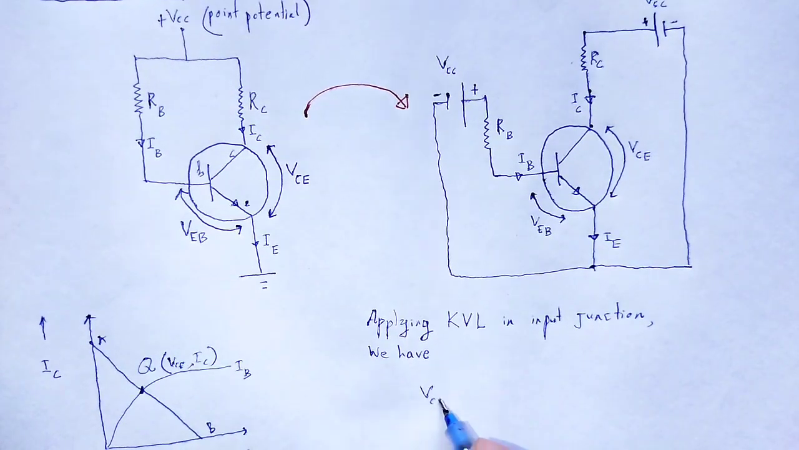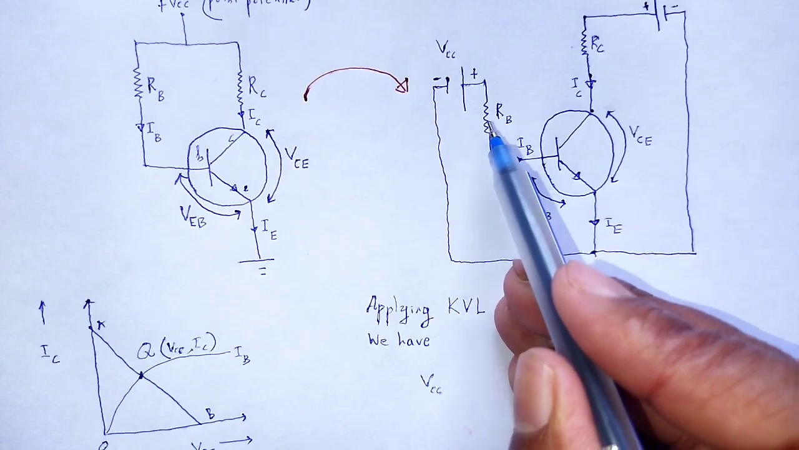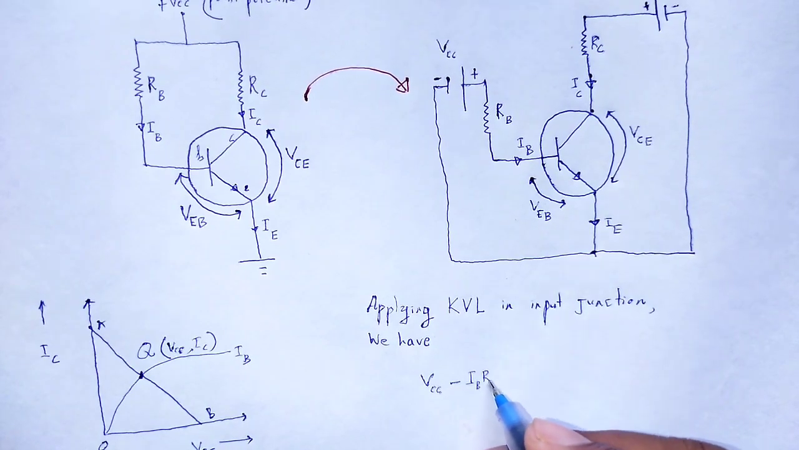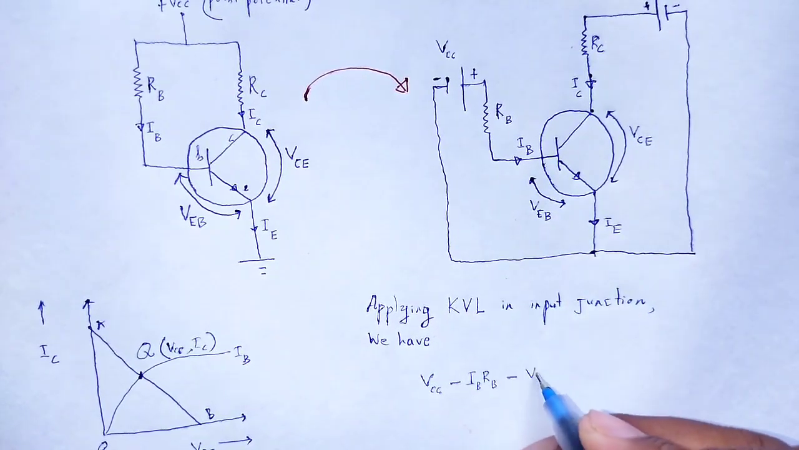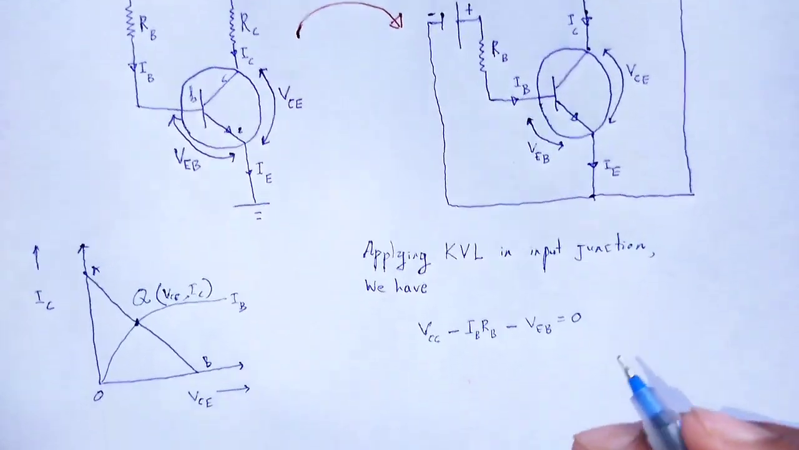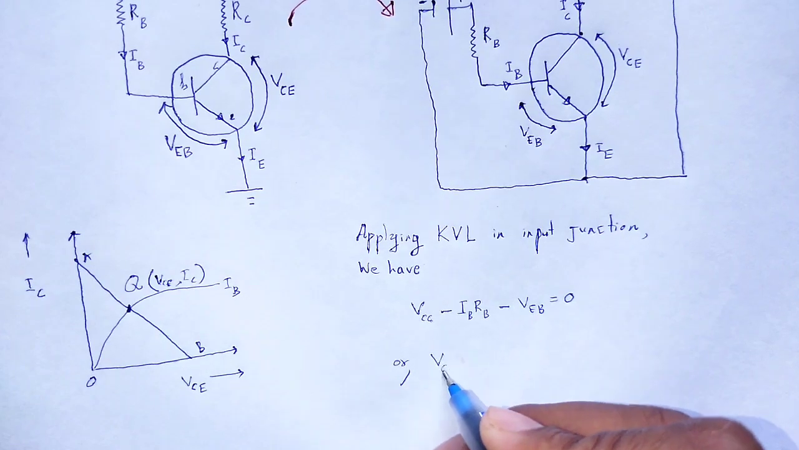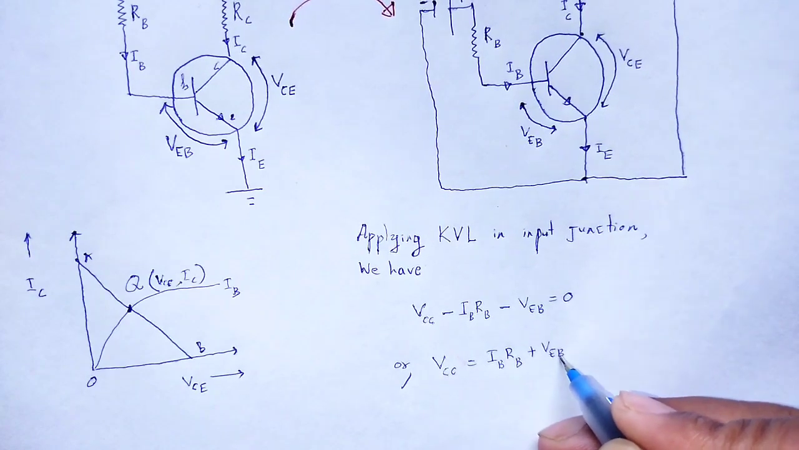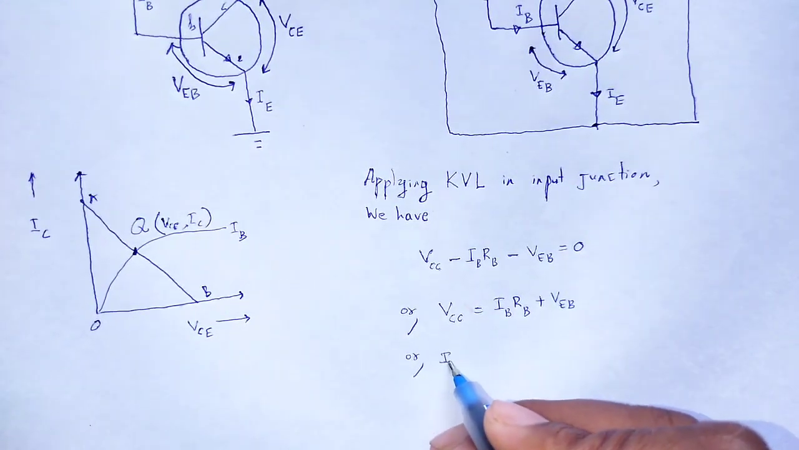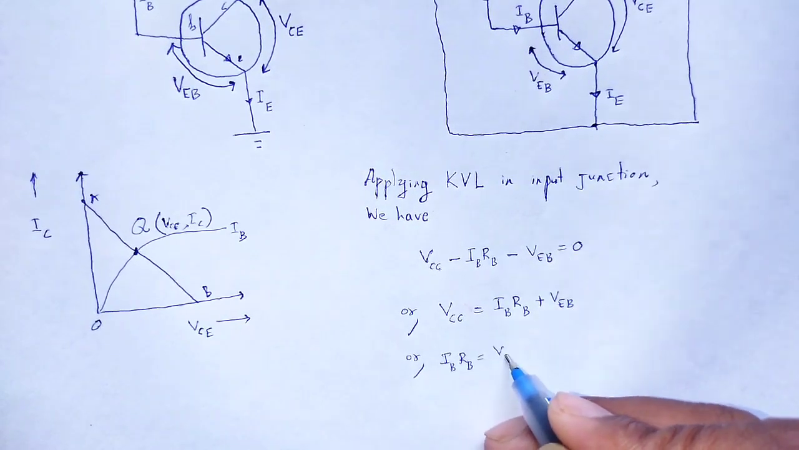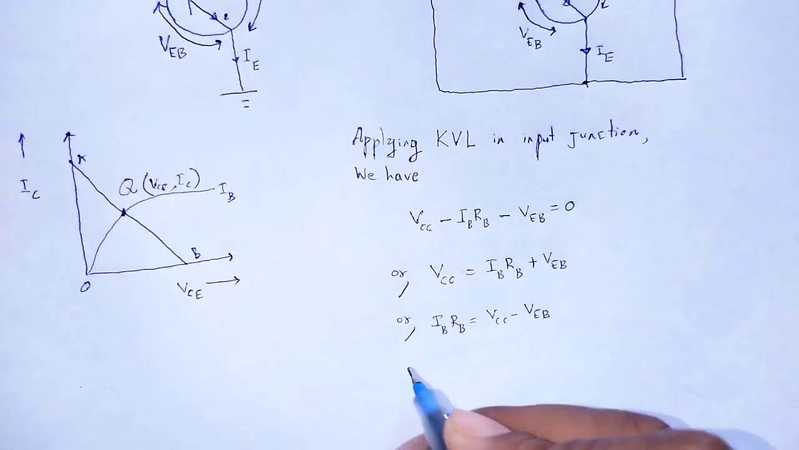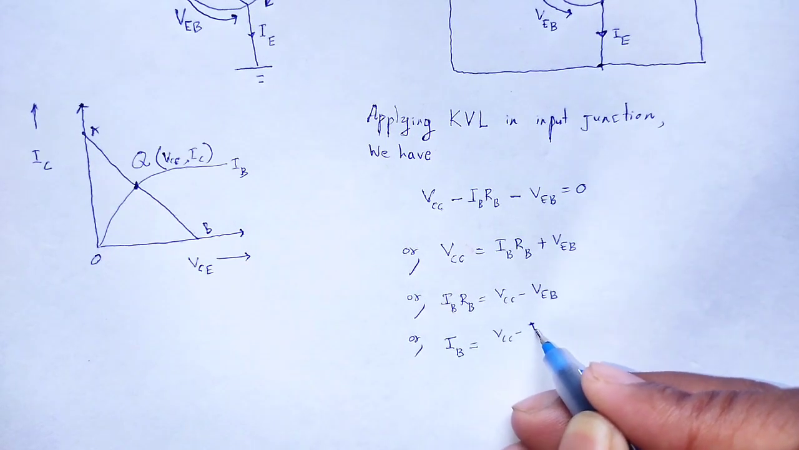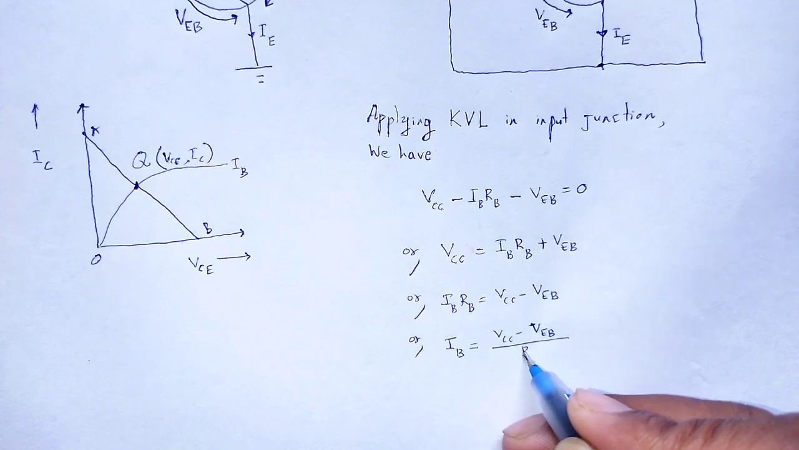Kirchhoff's voltage law applied in the input junction. Here is plus VCC, potential drop IB RB, minus IB RB minus VEB is equal to 0, or VCC is equal to IB RB plus VEB, or IB RB is equal to VCC minus VEB, or IB is equal to VCC minus VEB divided by RB.